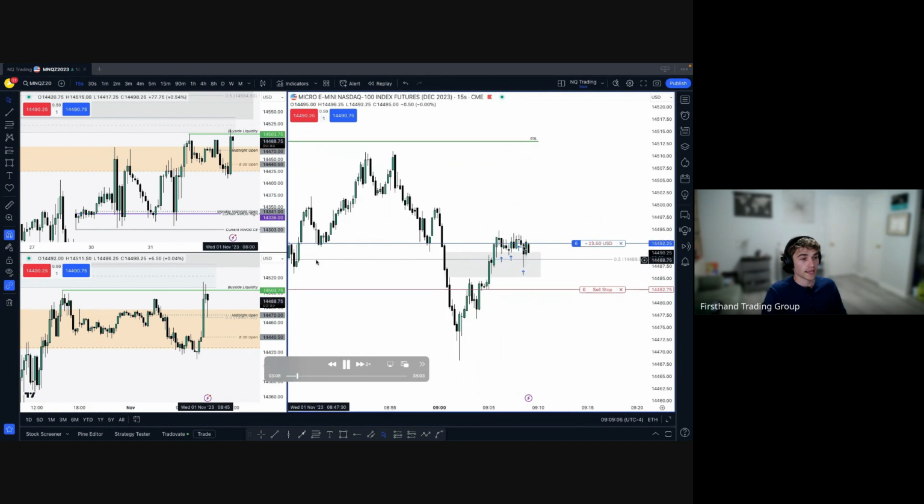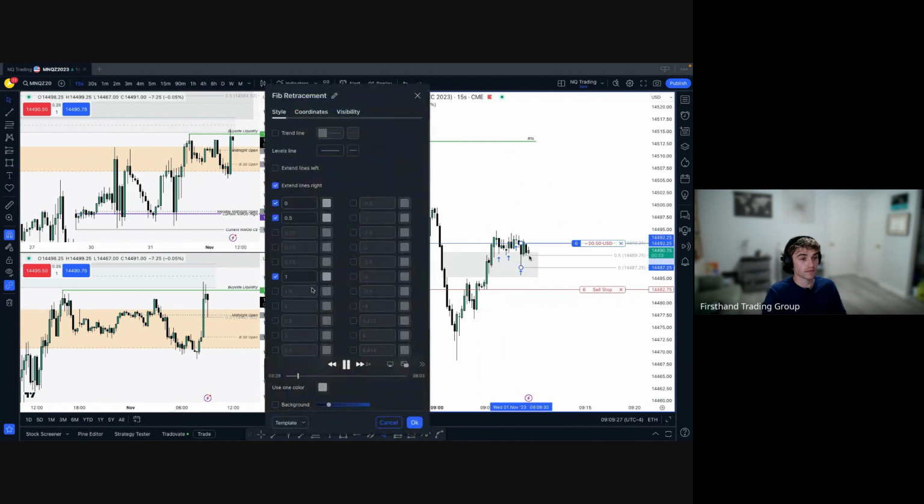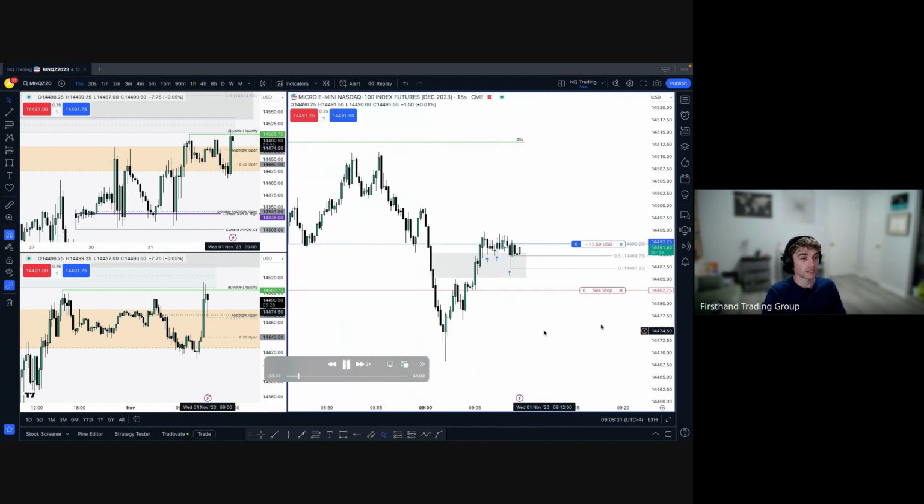And now what I'm looking at here is this last down close candle, marking the high to the low. That's my mean threshold, which is the midpoint of that order block. And as price taps down into it, I can add one last contract to my position.